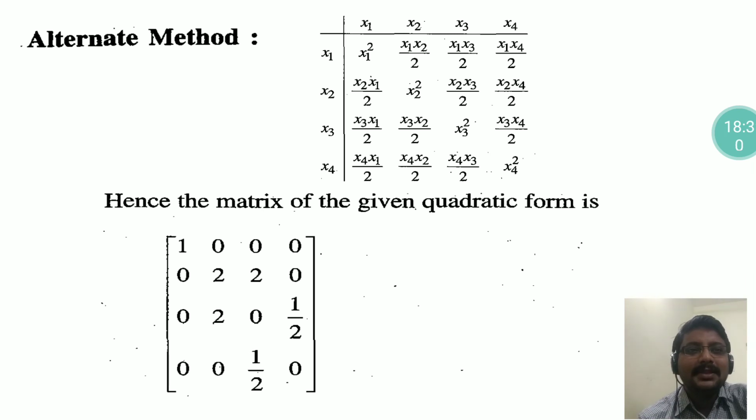Alternate method. So this is the matrix form. Just we have to take the coefficients of the given quadratic expression. So clearly we can get the quadratic form like this. So it is the alternate form.